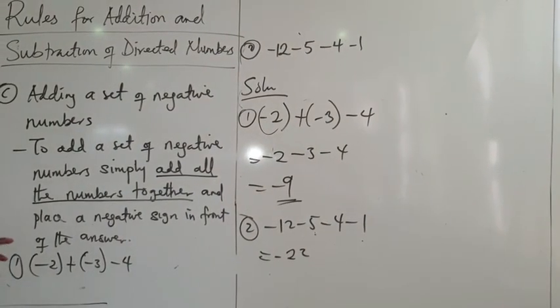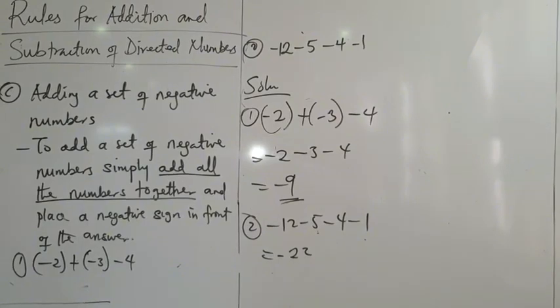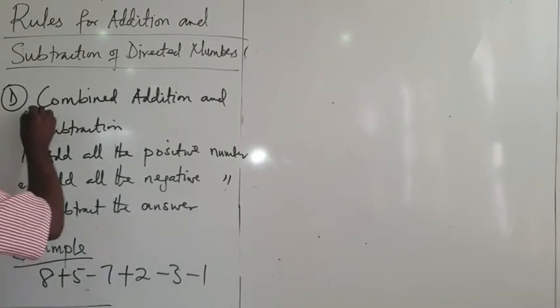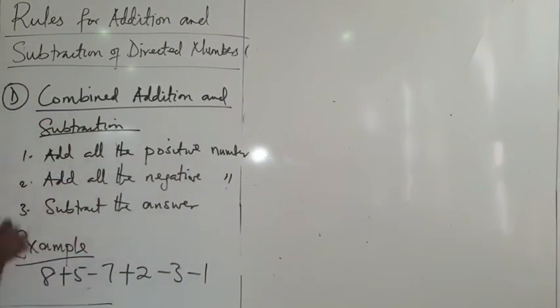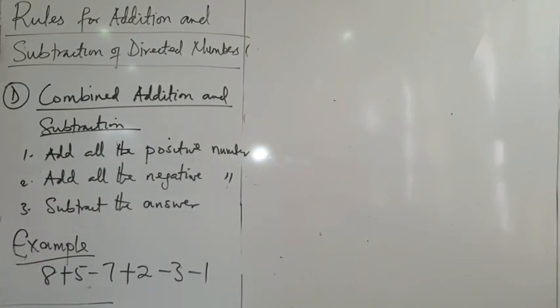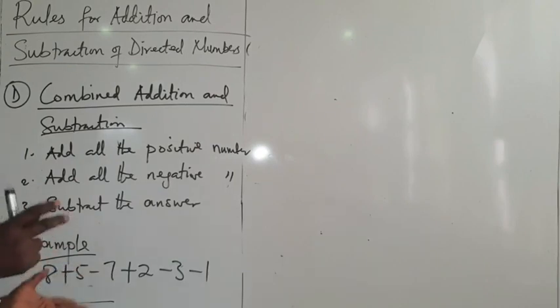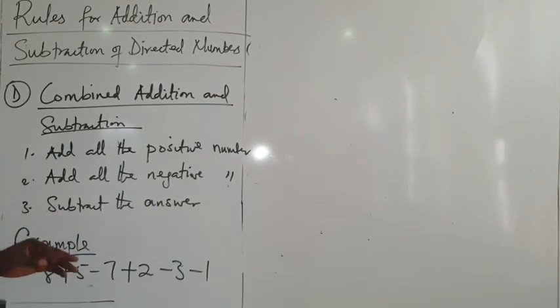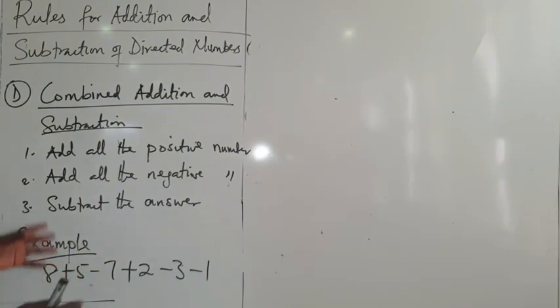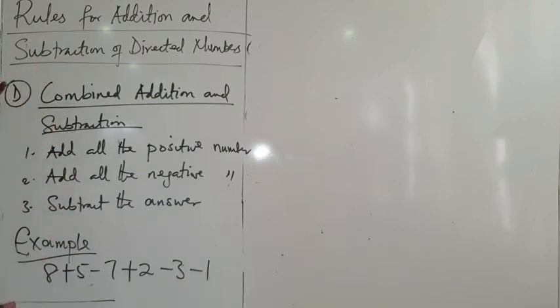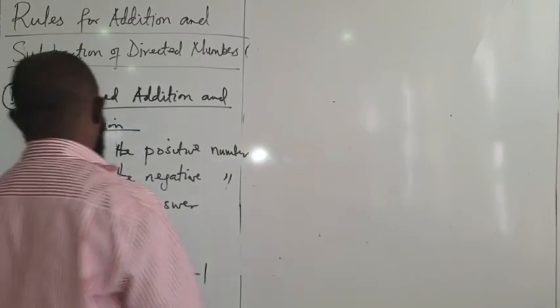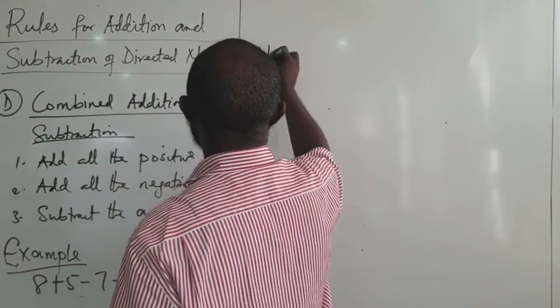So in that case, let's move to the last part. So combined addition and subtraction. That's part D. So the rule here is that when you have a set of numbers with positive and negative, what you are going to do is bring all the positive numbers together, add them together, add all the negative numbers together as well, then subtract them. That means you then apply the rule of what? Rule B. So let's solve this one and see what we're going to have.